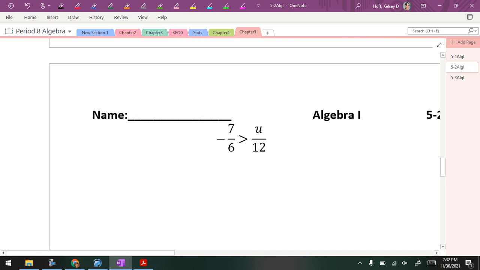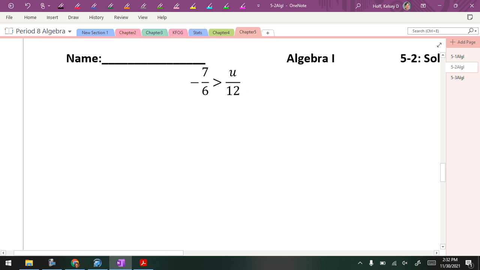Okay? Top of the next page. Negative 7/6 is greater than u divided by 12. I should times by 12. Times by 12. On that right-hand side, my 12s cancel. I'm left with u. On the left-hand side, what should I do? 12 over 1 and cancel. Say it again, Alexa.